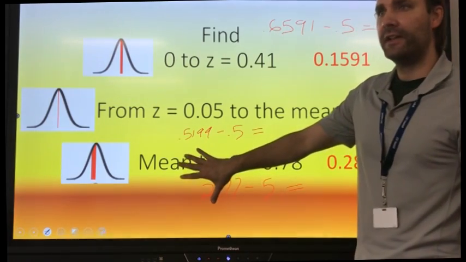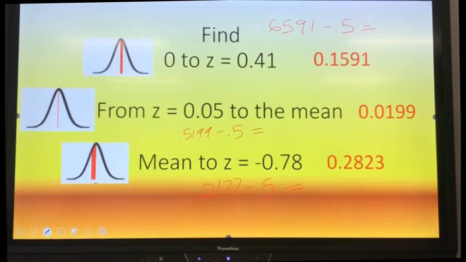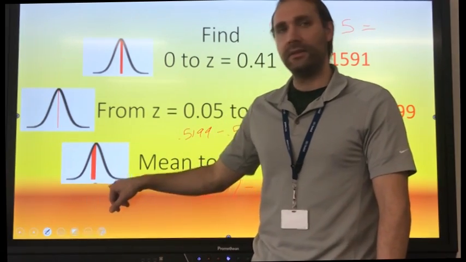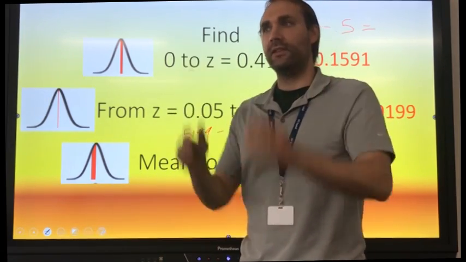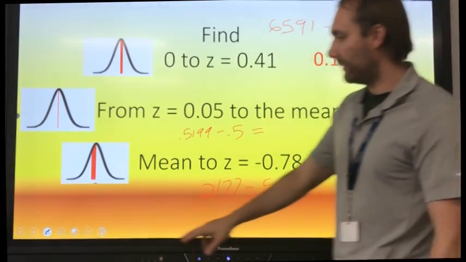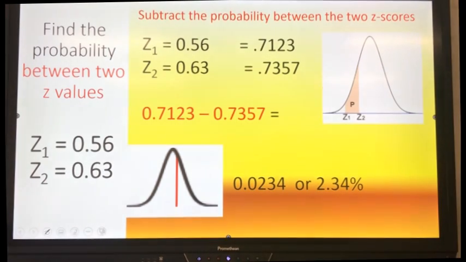Why would you want to find this value? Say I want to go backwards. Say I want roughly 30% of my students to get a C. So I would find out what that Z value is from the mean. And then I would do this gets a C, this other percentage would get a B, and then do the same thing to find A and whatever.